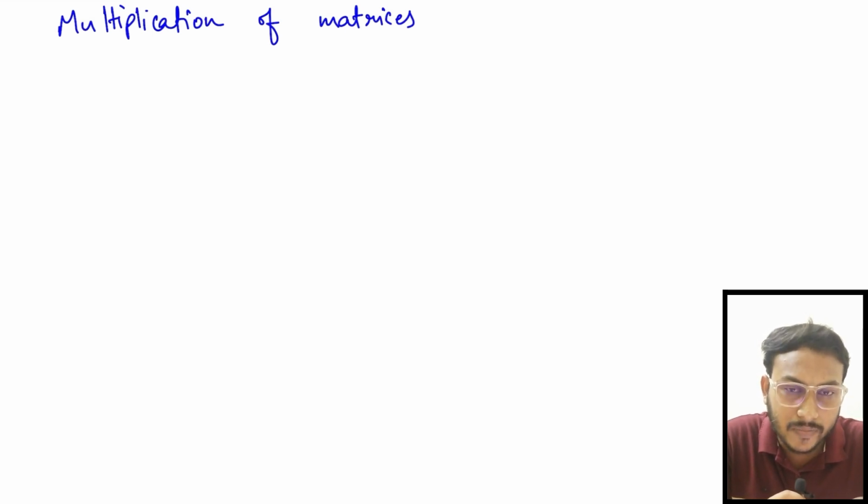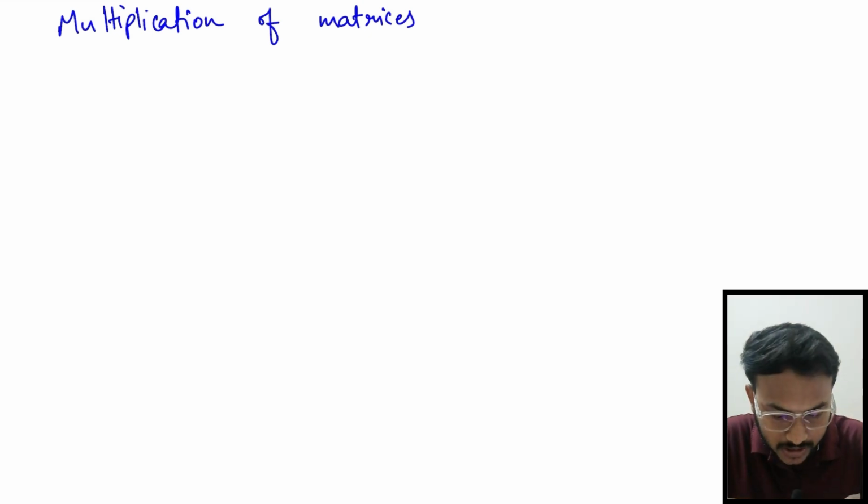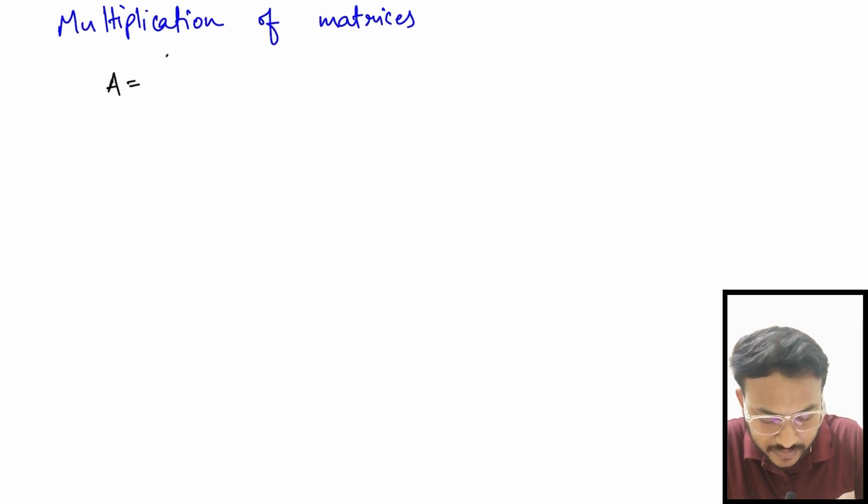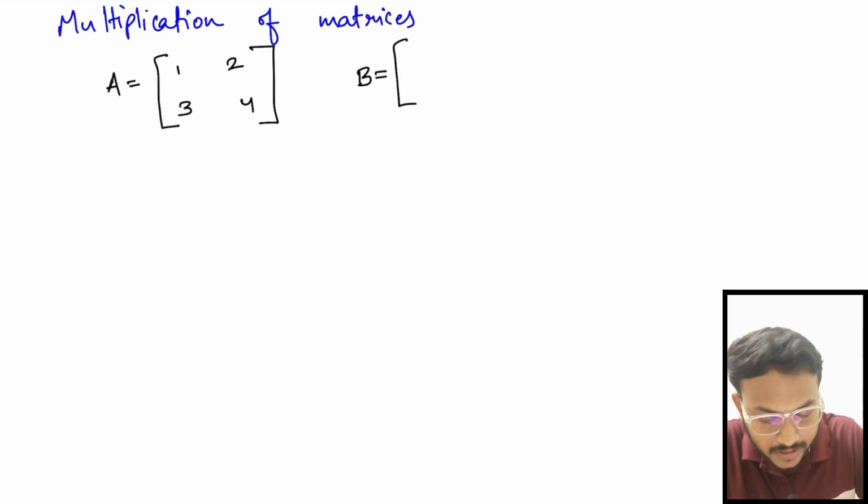If two matrices are given to you, how will you multiply them, and what are the conditions to multiply two matrices? We will see that here. First we will take an example to understand the procedure to multiply matrices. Let's say A is a matrix that has elements, let me take simple elements. Then let's say B is a matrix that has elements.